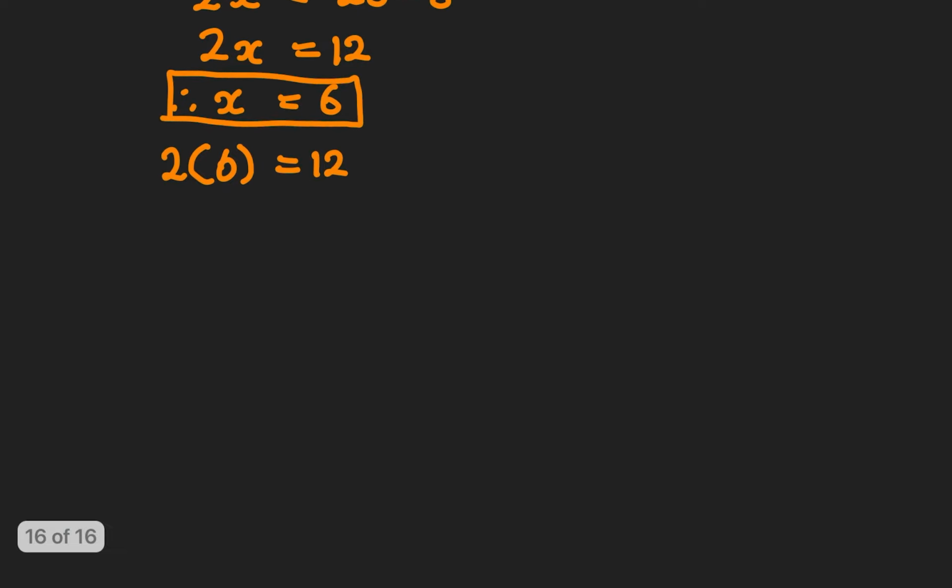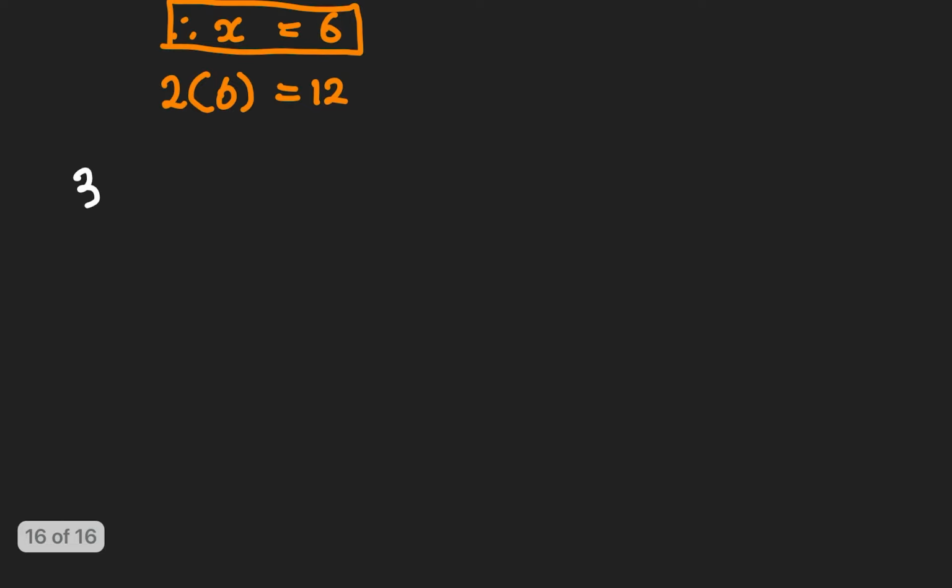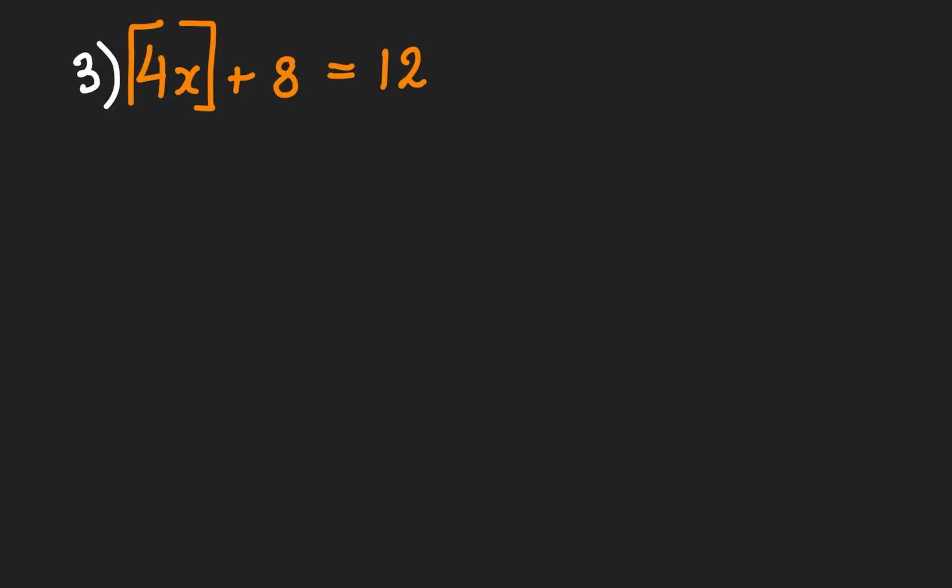Let's try another example. Now, with the rules you know in mind, let's see if you could use all those fundamental basics to solve this. 4x plus 8 is equal to 12. So isolate 4x on one side, remove this term, remove the whole term.